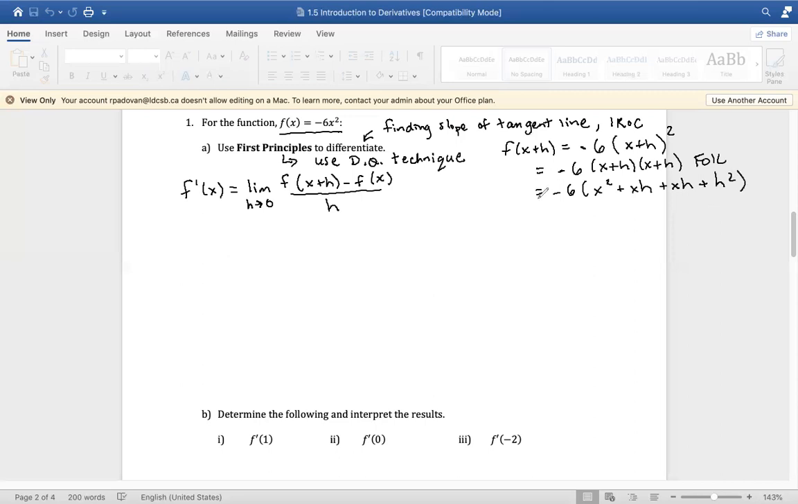And then I can multiply the negative 6 in, but maybe I should clean this up first. So x squared, we have the plus 1 xh plus 1 xh, so plus 2 xh, plus h squared. Just make sure that they're all positive right now. And then bring in the negative 6, distributive property. So negative 6x squared, negative 12xh, negative 6h squared. Negative 6x squared minus 12xh minus 6h squared. That's hard to say.